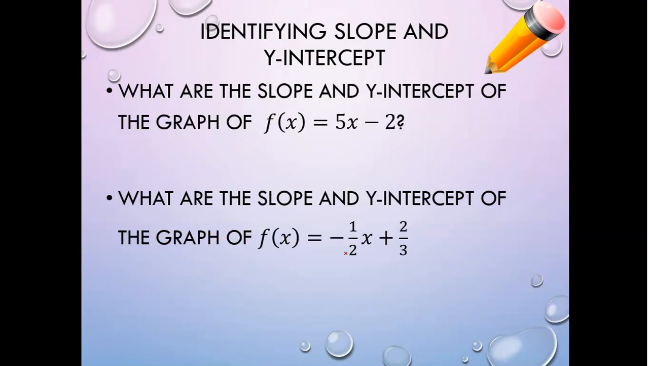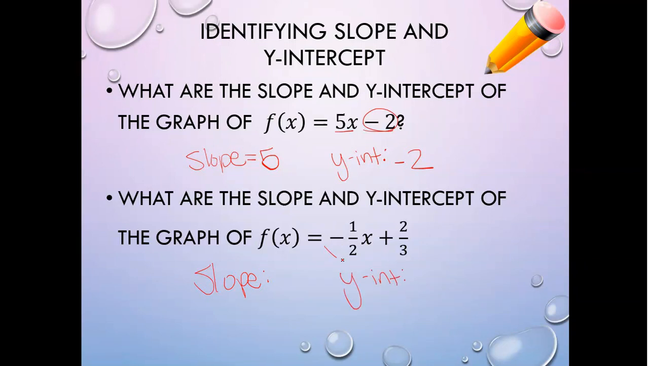Let's make sure we know where our slope and y-intercept is. So my slope in this particular problem would be 5, because it's right beside the x, and my y-intercept, -2. What about this one? Who's my slope? Who's my y-intercept? Well, my slope is right beside my x, so right here at -1/2, my y-intercept is 2/3. So basically, can you identify who's the slope and who's the y-intercept? Because that's going to be what we need to be able to do.